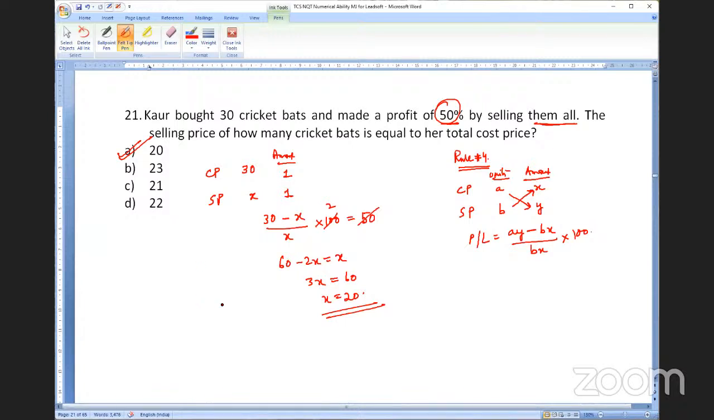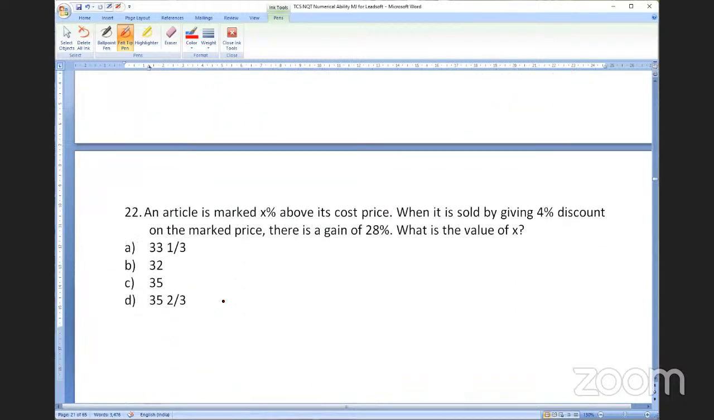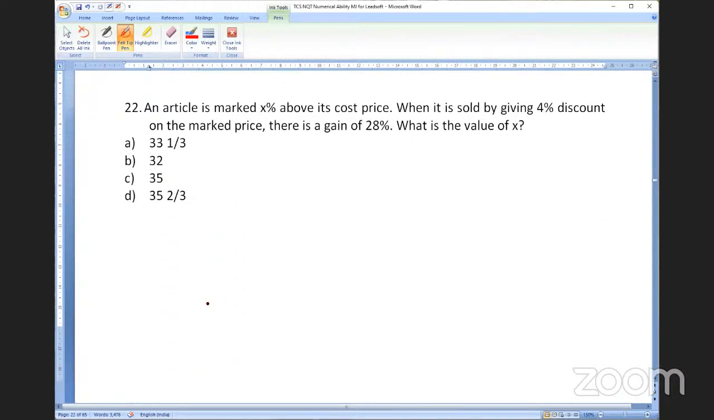Any question you want to raise? Live chat is on. Again, welcome you all. Put in your answer or comments in the chat box. Let's see the next one. Try it. Think which particular rule we can use, and then check the answer with us.